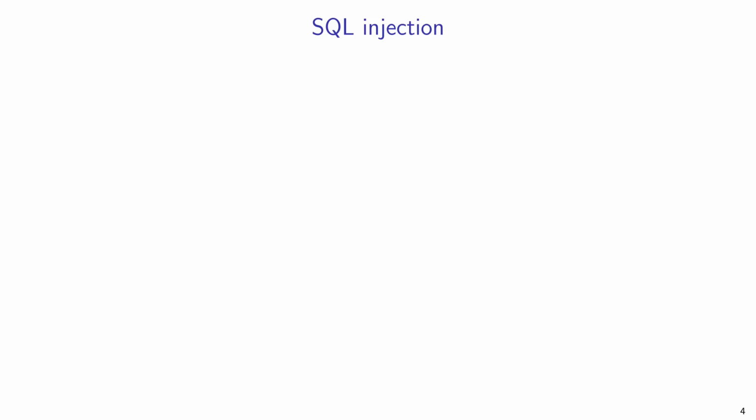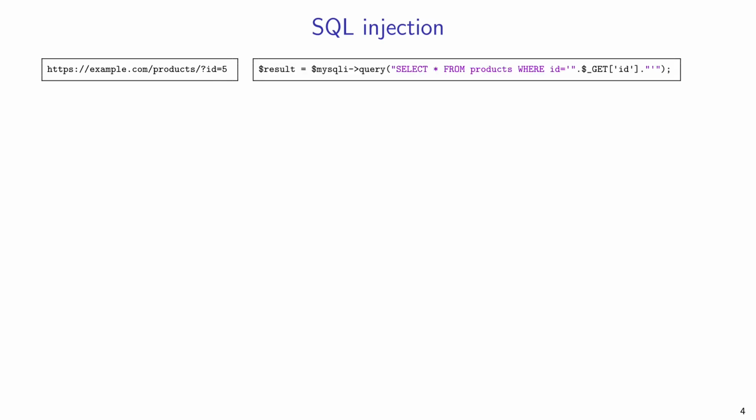Now, what is SQL injection? Let's take a look at a basic example. Let's say we have a website that shows information about products. The information is stored in a database, and we query the database based on the product ID received here in the URL parameter.